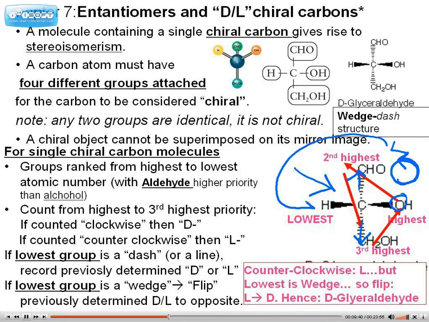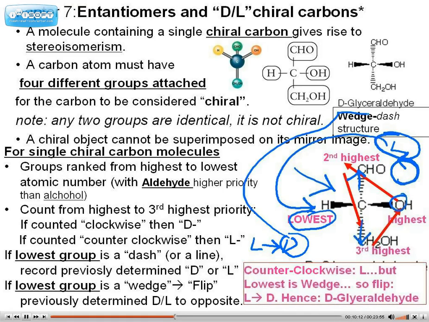However, we now have to look at the lowest priority. If the lowest priority group is going in, such as a dash, or it's a line, a line would be on the same plane as the paper or screen, then we keep the L. If, however, it's a wedge, then we have to flip this particular L that I'm now circling. I'm going to flip it from an L to a D. So this letter would be placed in front of the name, and it would be D-glyceraldehyde.